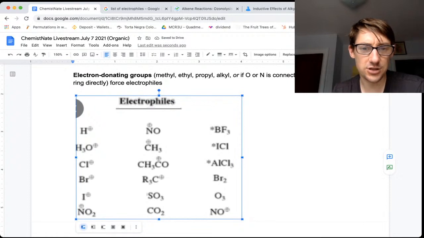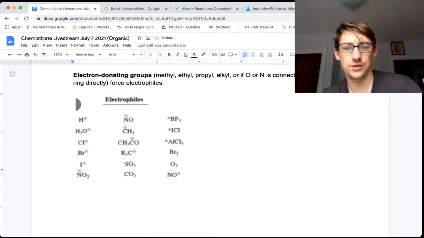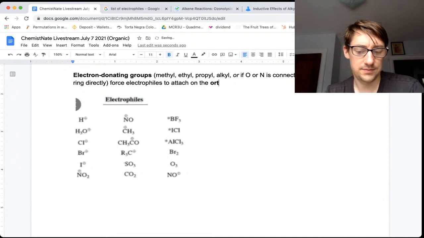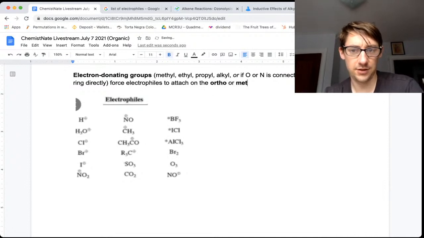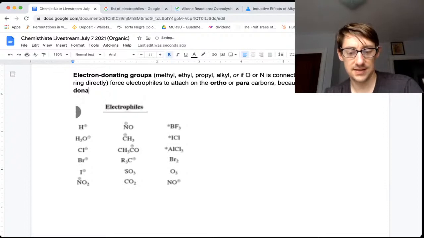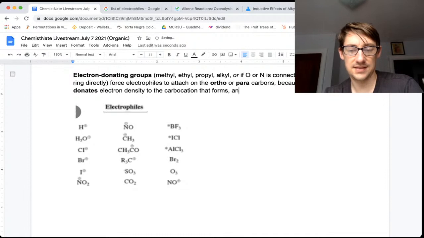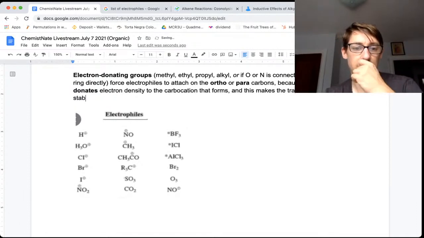This is very unclear, this picture, but that's okay. Directly force electrophiles to attach on the ortho or para carbons because the group donates electron density to the carbocation that forms, and this makes the product transition state more stable.